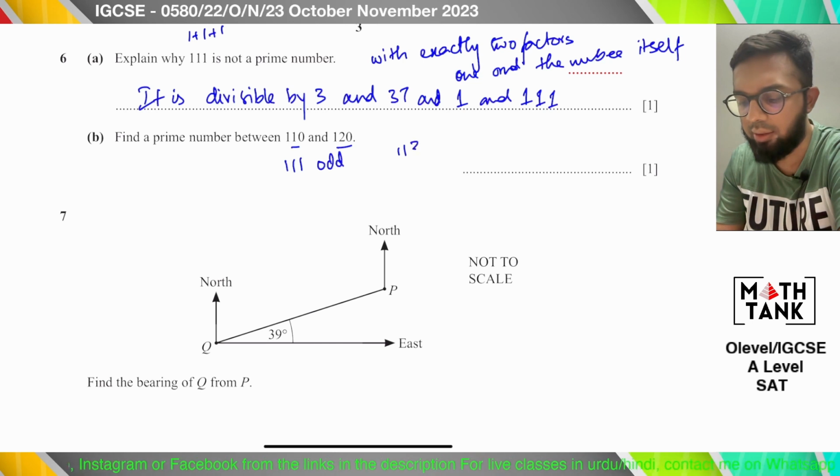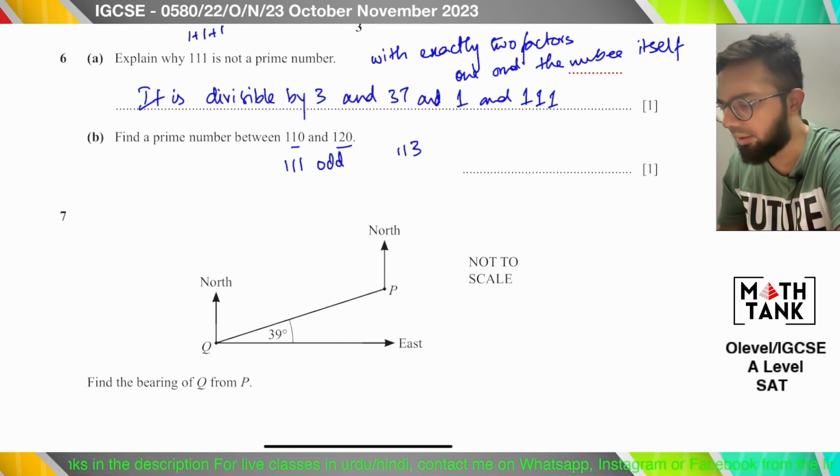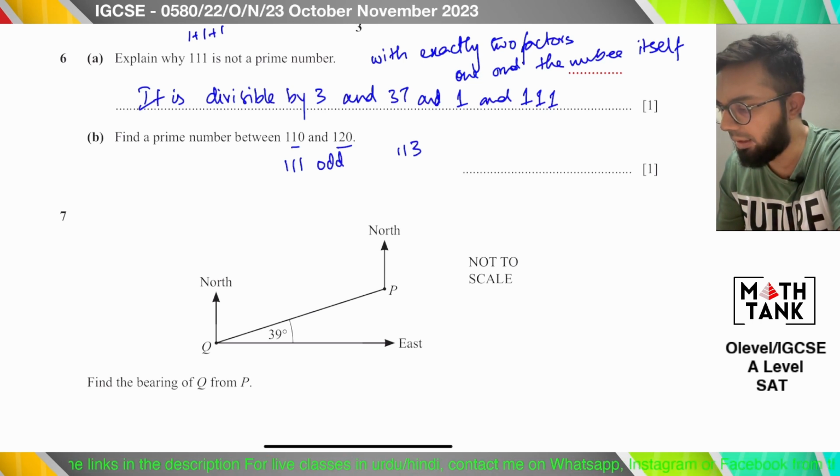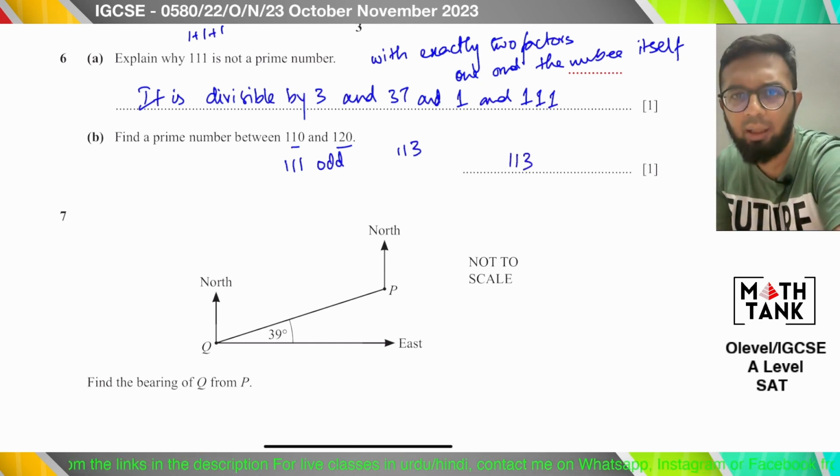So let's check 113. How can I check? I'll just start simply dividing by the numbers that I know. I'll divide by 3, it doesn't divide by 3. I'll divide by 4, it doesn't divide by 4. I'll divide by 5, 6, 7, 8, 9, 11 itself, 13 itself. So I can confidently conclude that 113 is a prime number.